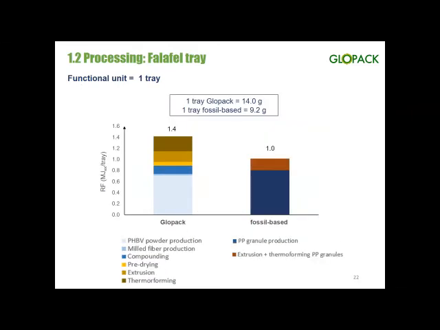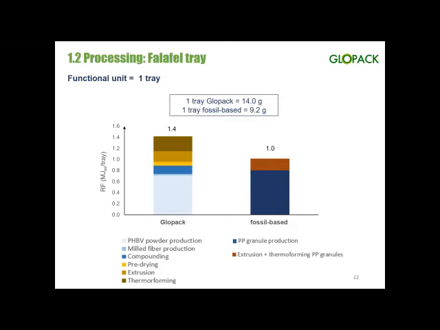But if we come now to the functional unit of one tray, we see that we need for one GLOPACK tray more mass, 14 grams more than the fossil-based tray. So this results in the GLOPACK tray having a higher resource footprint than the fossil-based tray.